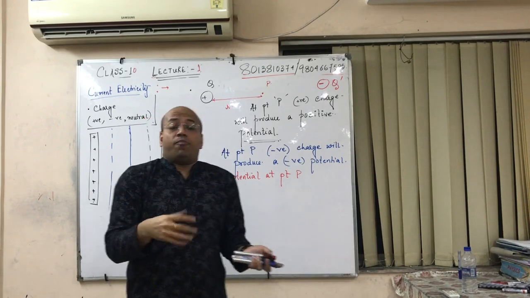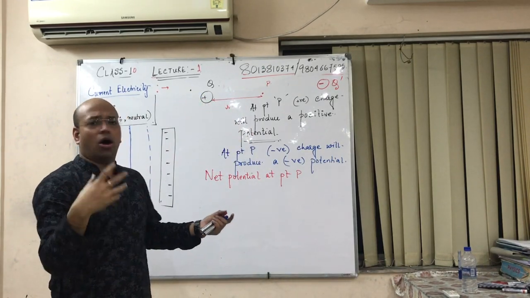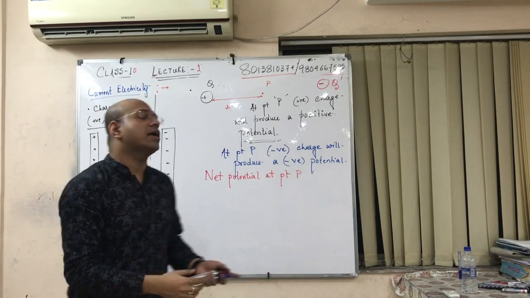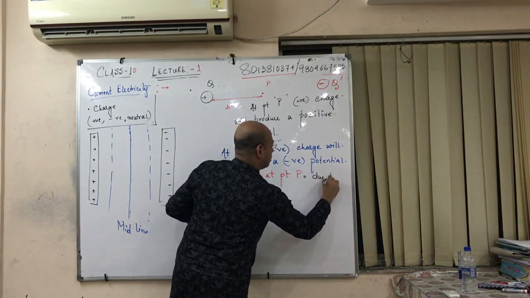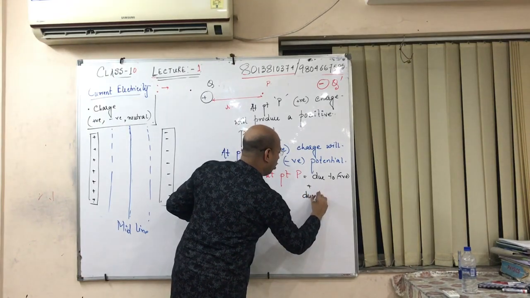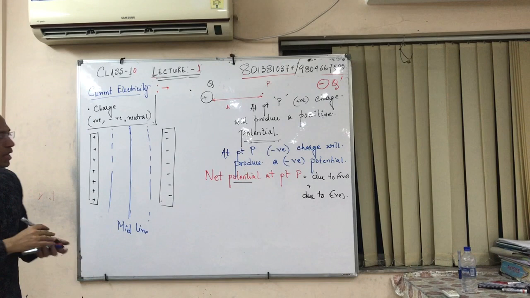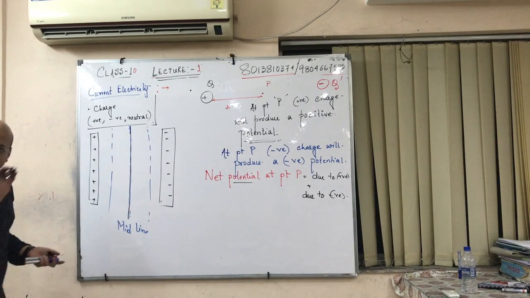Now a few people will ask, sir, what is this potential? Potential is some sort of effect. You just think of it this way. Net potential at point P is due to positive plus due to negative. Simple as that.